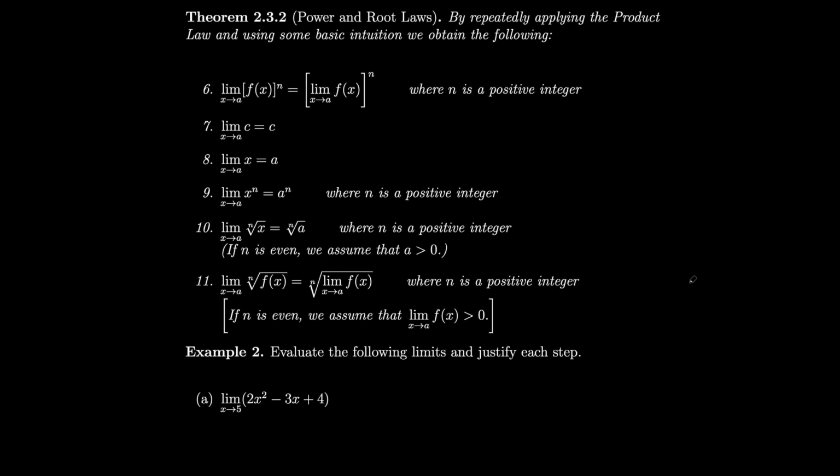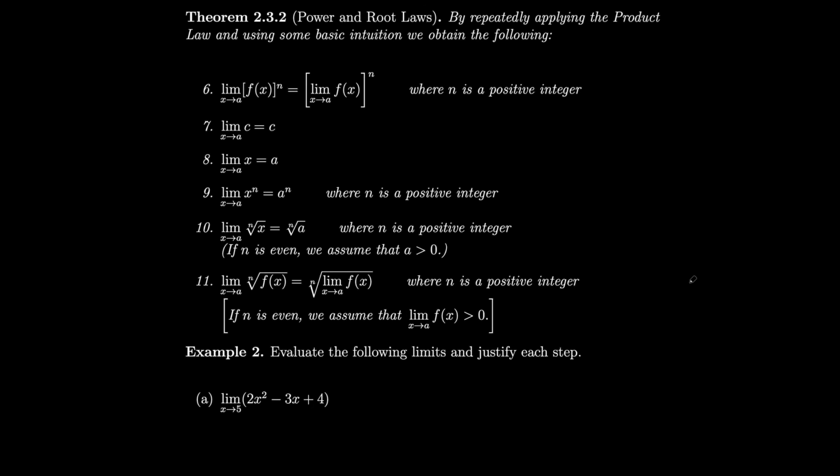Let's talk about the power and root laws now. By repeatedly applying the product law and using some basic intuition, we can obtain the following laws. The limit of f of x to the n is the same thing as if we took that exponent and put it outside of the entire limit. The limit of a constant is the constant. The limit of x as x approaches a is just a, whatever value we plug in. And similarly, the limit of x to the n is just a to the n, assuming that n is a positive integer.